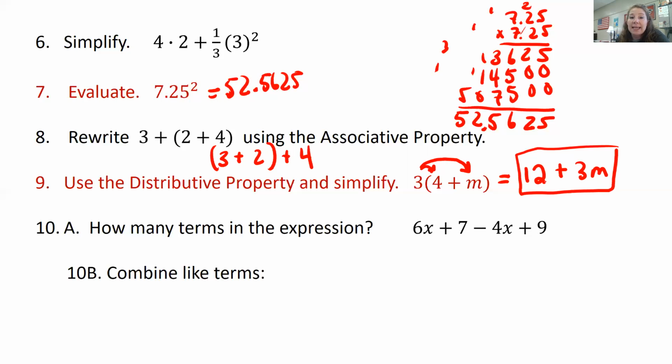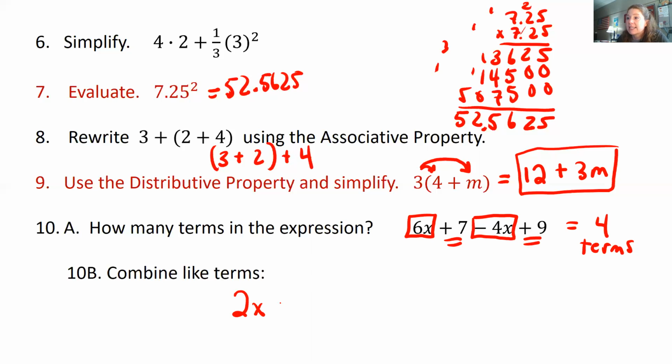Number 10a, how many terms do I see? Well, terms are separated by addition problems, right? So the way it's written, I have 1, 2, 3, 4 terms. The way it's written, before I simplify it, I have 4 terms. But now it tells me to combine the like terms. So 6x is like negative 4x. So 6x minus 4x, 6 minus 4 is 2, 2x. And then I have positive 7 and positive 9.